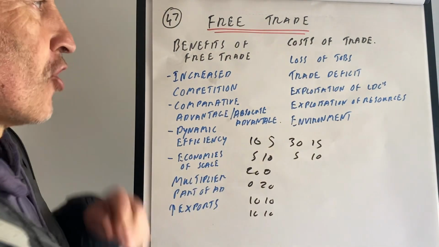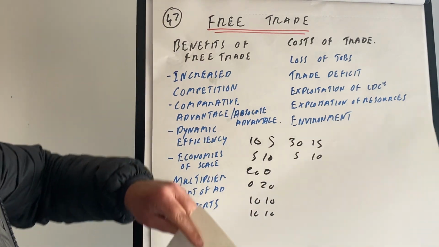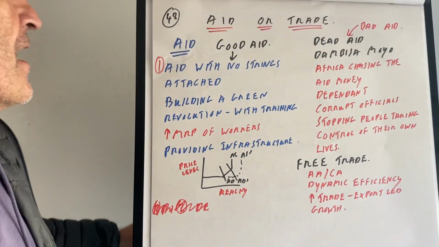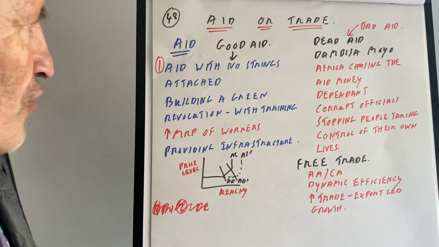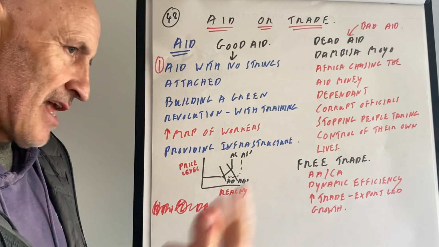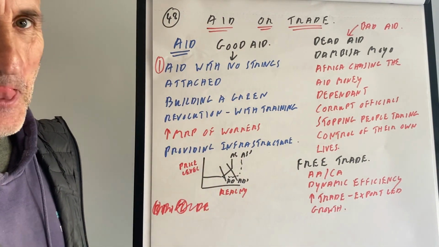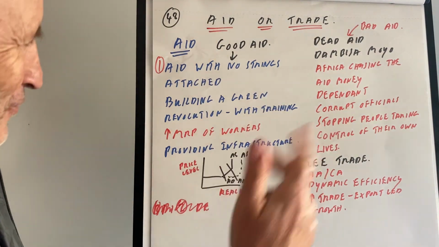Cost of trade: loss of jobs, trade deficit, exploitation of resources, exploitation of LDCs, hits the environment. So then you could have a question on free aid or trade. So you've got to remember everything. What's good about free trade? Comparative advantage, absolute advantage, dynamic efficiency, more competition, economies of scale. Okay, all those sorts of things on there. I'll come in the fourth and fifth.